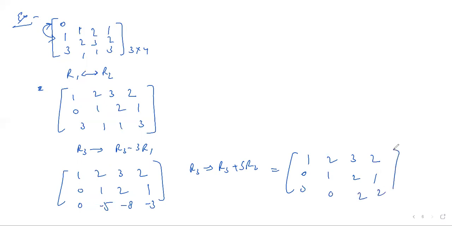0 2 2. Okay, so here we got that the number of non-zero rows is 3. So from this we can see that the rank of this matrix, let's say this is the matrix A, is equal to 3, as there are 3 non-zero rows here. So this is how we can find the rank of matrices by the minor method and by using the elementary transformation.